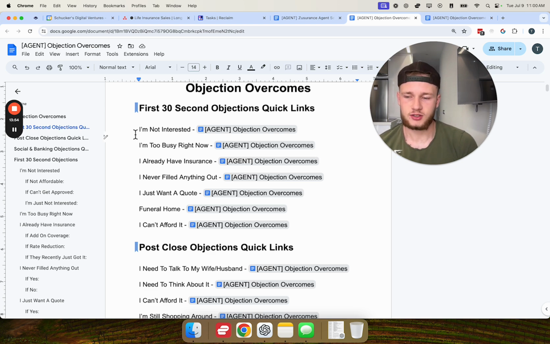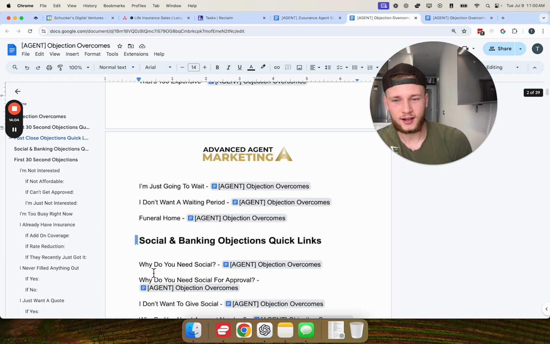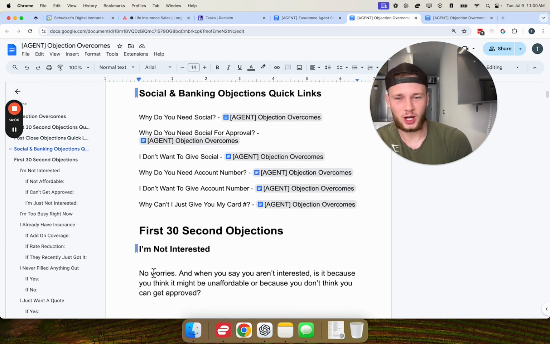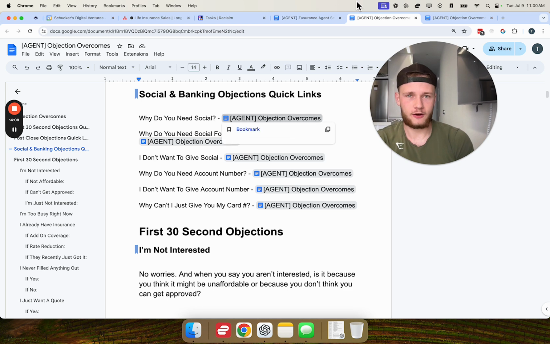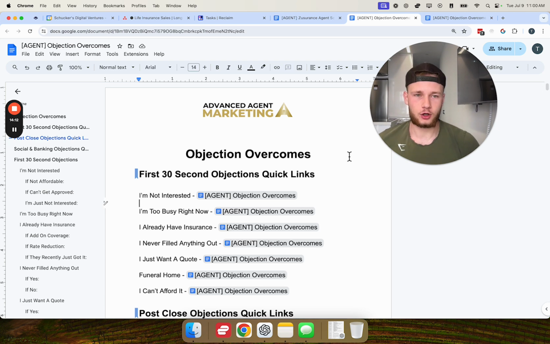Because the biggest thing is you don't want to be focusing on what to say, you want to be focusing on how you say it. That is the key to overcoming objections. You can either memorize every single word track possible, or you can script it out for yourself and link it in your script, okay? So that is how to overcome every single life insurance objection.